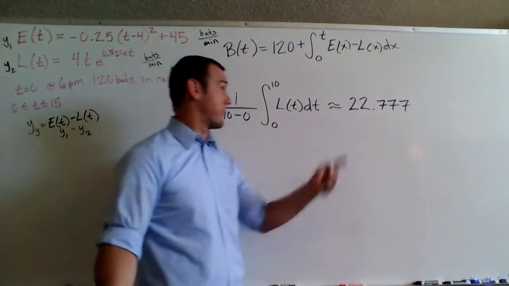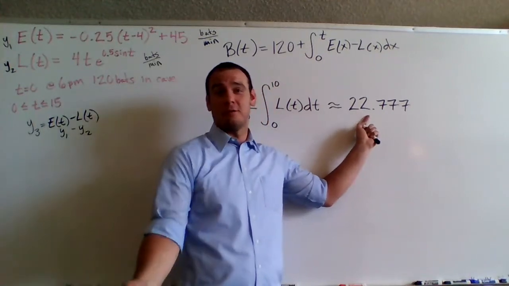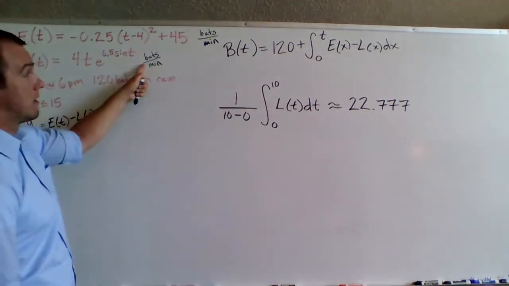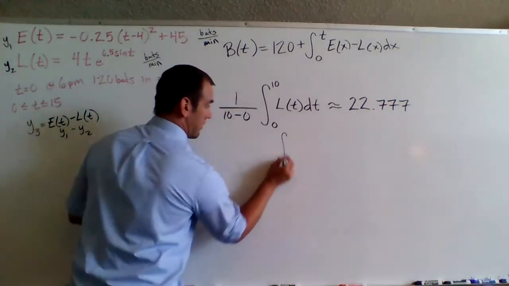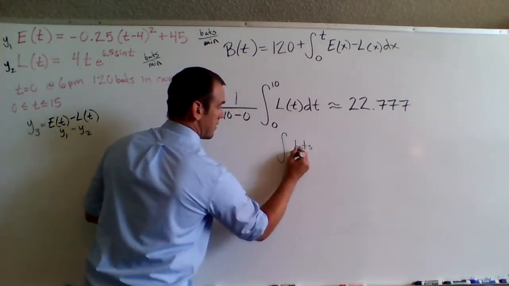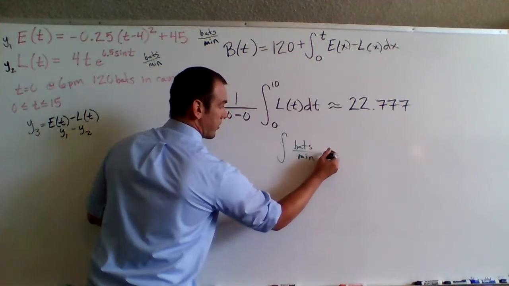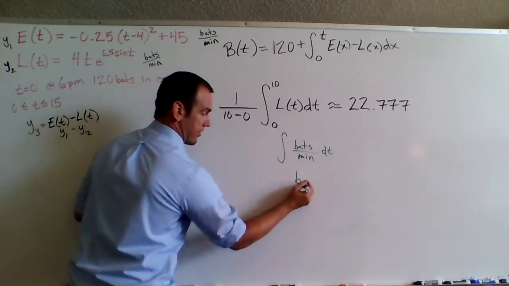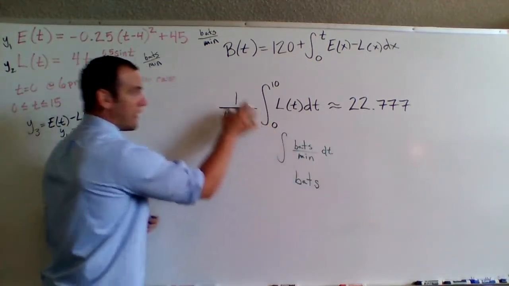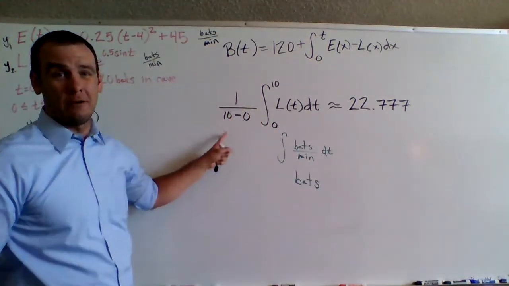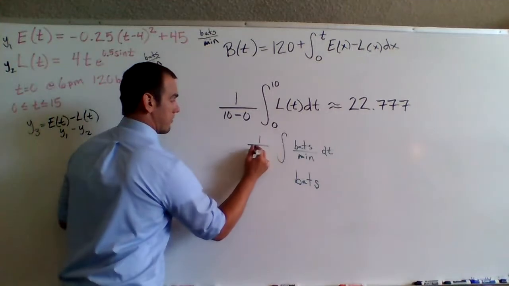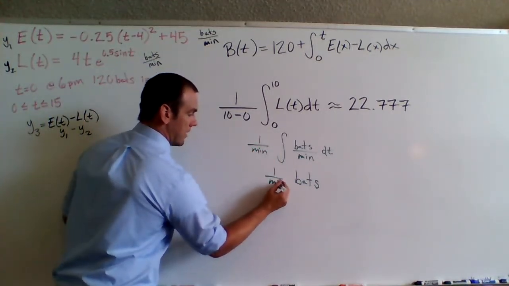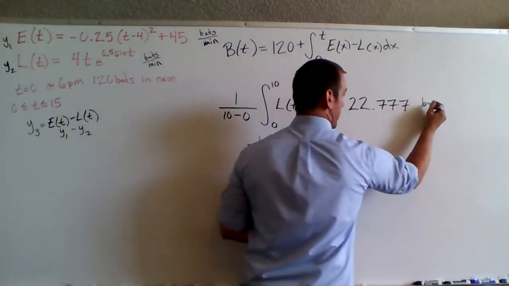Okay, so let's think about our units here. Are we going to have to round to the nearest whole bat, or what are we doing here? So remember, L of t is really bats per minute. And we're going to integrate bats per minute with respect to time. And when we do that, we're going to be left with just bats. However, we have 1 over time out front, so 1 over minutes. When we end up multiplying that back in, we end up with units of bats per minute.